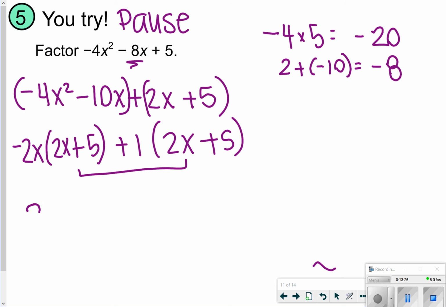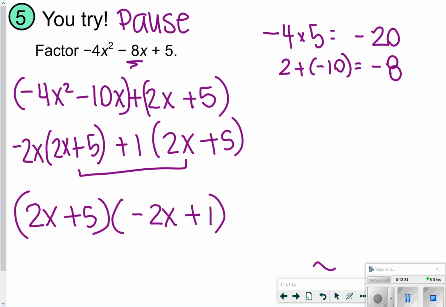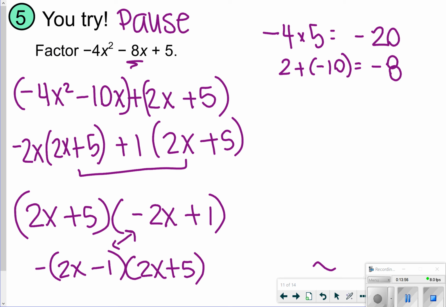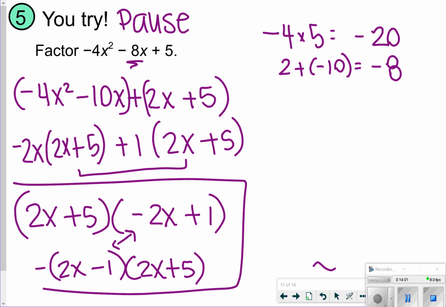Now I can write my answer as 2x plus 5 and negative 2x plus 1. I can also write my answer as 2x plus 5 here, and then I've also seen this, where the negative's on the outside and you have 2x minus 1, that would be the same thing as negative 2x plus 1, just with the negative with the 2x. So either one of these would actually work.